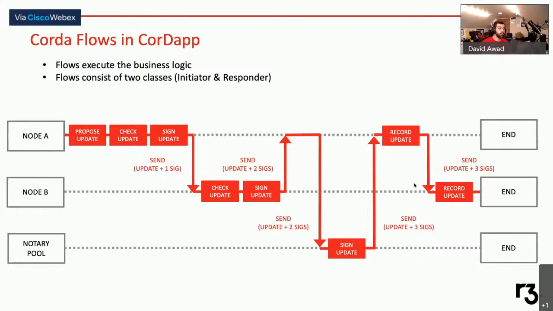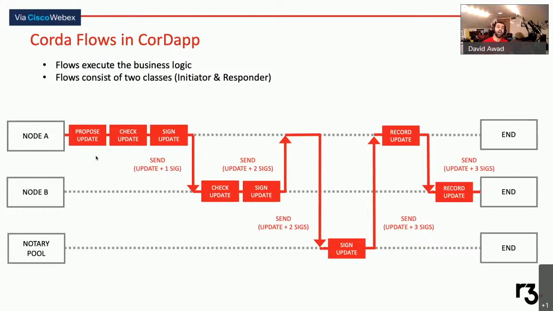Now, this is not a one-to-one relationship. There could be one initiator and many responders, etc. There's more on that in the documentation if you are interested. But for our purposes, imagine a party A and a party B enter the notary pool, like we talked about earlier, where A proposes an update of some kind. A says, hey, I'd like to sell you this car, or I'd like to issue this token, this loan, this amount of cash, what have you. So I'm going to propose this update.